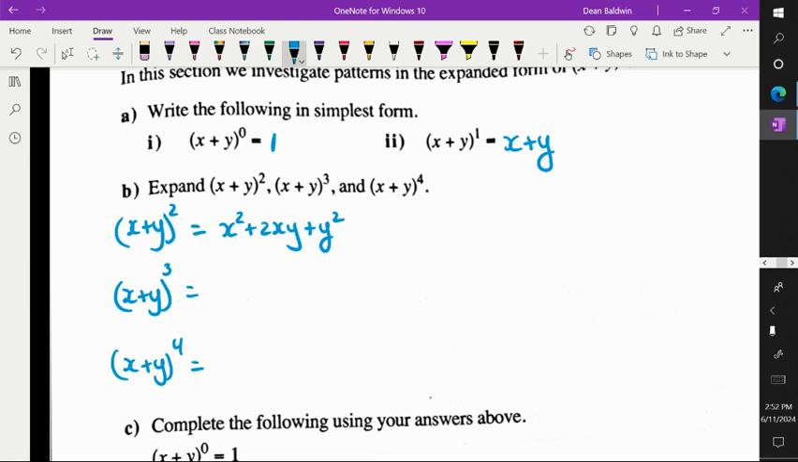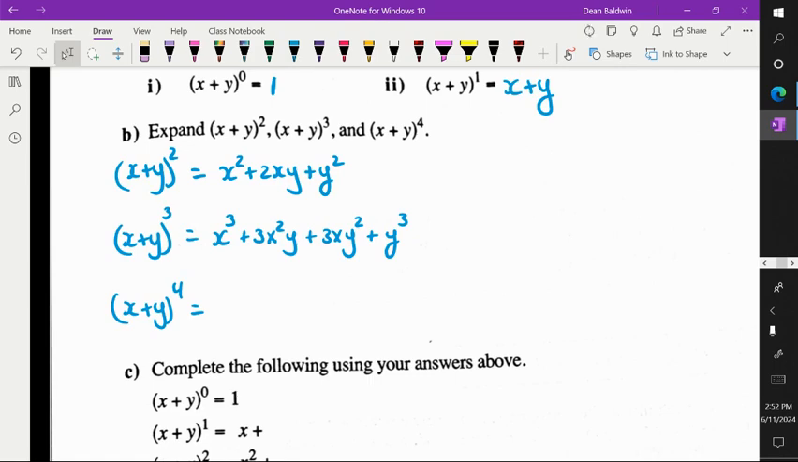Oh, x cubed plus 3x squared y plus 3xy squared plus y cubed. Then the next one. X to the power of 4 plus 4x cubed y plus 6x squared y squared plus 4x y cubed plus y to the power of 4.